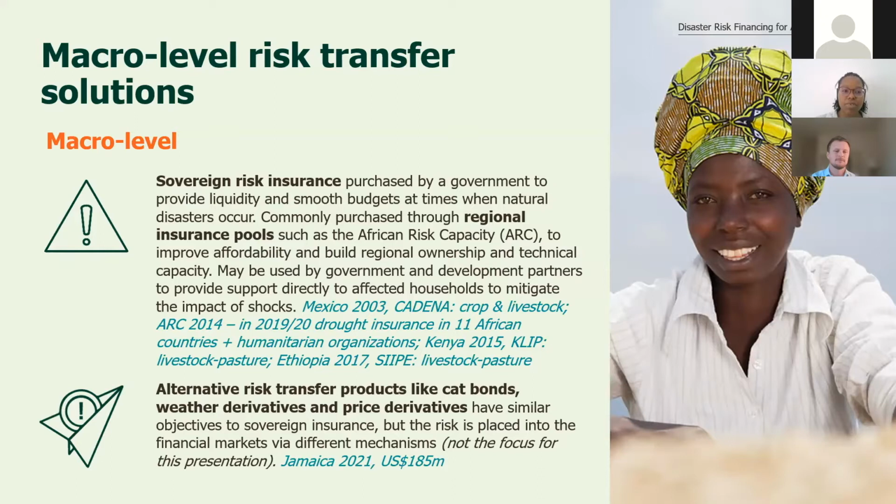Coming to macro level risk transfer solutions. So in this case, we're talking about sovereign risk insurance. This can be on an indemnity basis, but more often we're seeing this on an index-based basis. These are insurance policies that are purchased by a government to provide liquidity or to smooth the budget in times when natural disasters occur. They can be purchased from private insurers in the open market, but commonly what we are seeing is that governments tend to purchase this through regional insurance pools, for example, the African Risk Capacity. And this is predominantly to improve affordability and for other policy objectives like building regional ownership and technical capacity, etc. So later on, we'll hear a lot more about the African Risk Capacity.